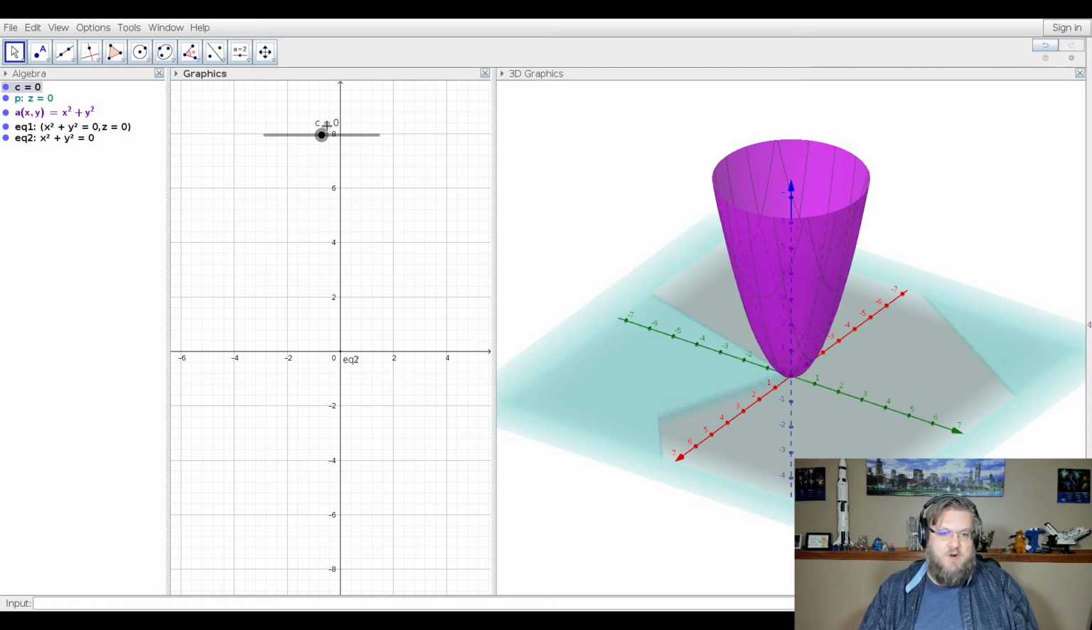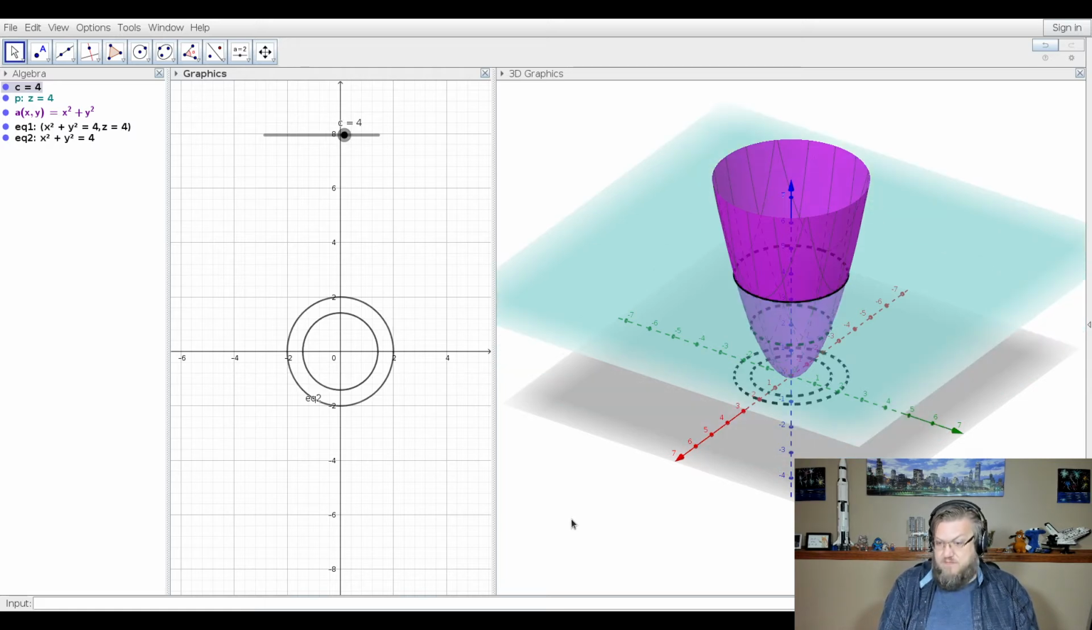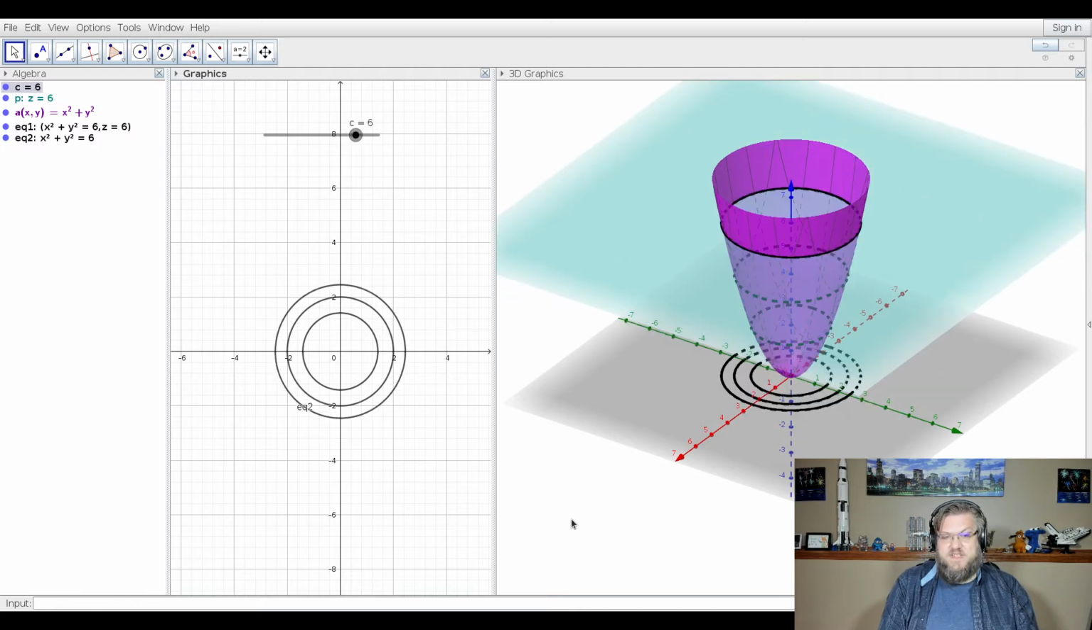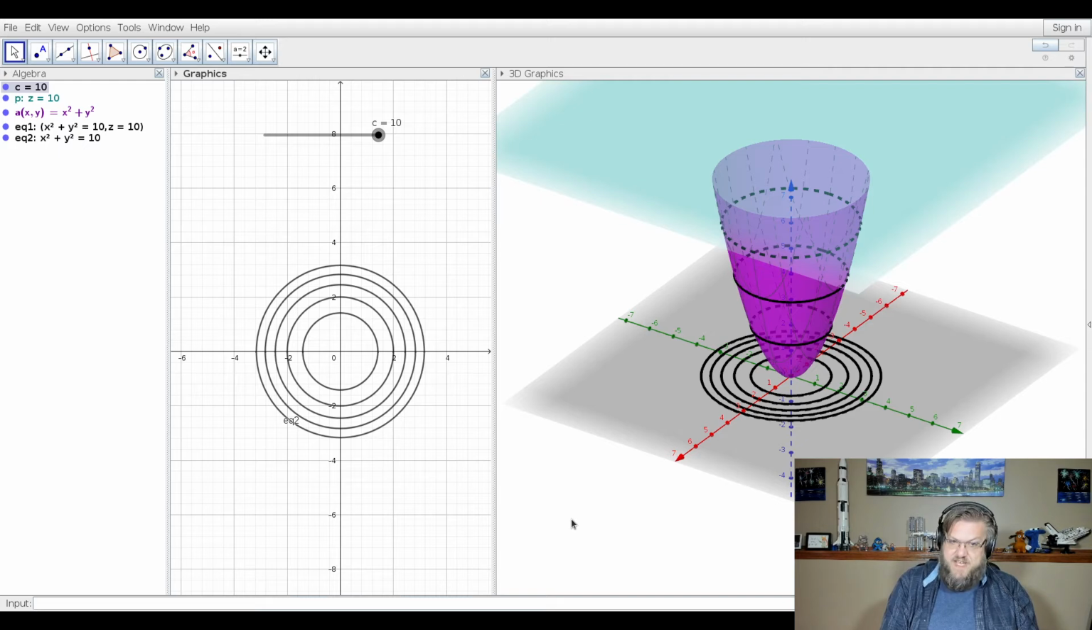Let's now, this is going to be a little bit more informative, move this plane up to c equals 2. Moving this up to c equals 2 has now intersected the surface with z equals 2, producing a circle. That is the level curve for the output of 2. The next one here is the output for 4. This is the level curve for 4. This is the level curve for 6. This is the level curve for 8 and for 10, right?